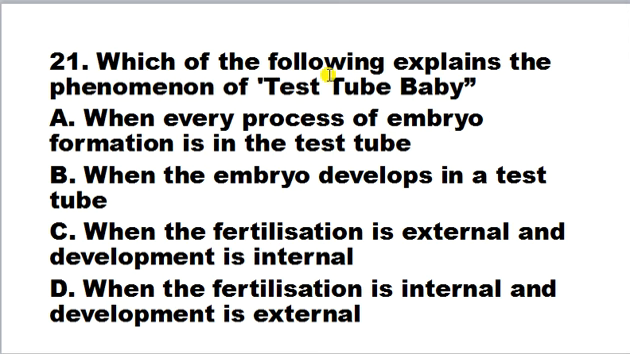Which of the following explains the phenomena of test tube baby? When every process of embryo formation is in the test tube, when the embryo develops in a test tube, when the fertilization is external and development is internal, when the fertilization is internal and development is external. So correct answer is C. Test tube baby means when the fertilization is external, that means fertilization is done in test tube, and development is internal, that means development is done in womb, uterus. So correct answer is C.